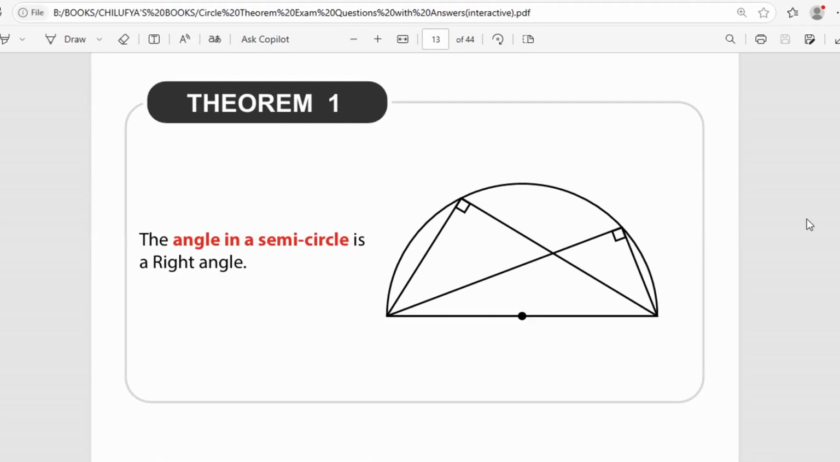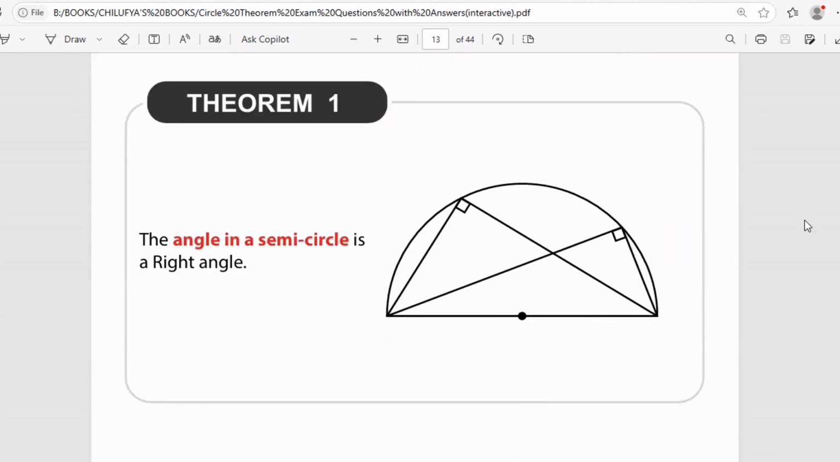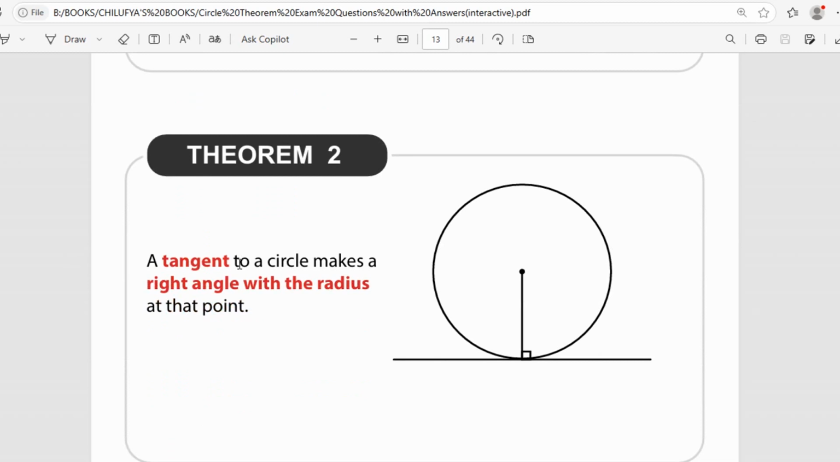Welcome back. In today's video, we are going to look at circle theorem 2. In the previous video, we looked at theorem 1, which stated that the angles in a semicircle are always right angles. If you didn't watch it, I encourage you to do so. But for today, we are going to jump right into theorem 2.